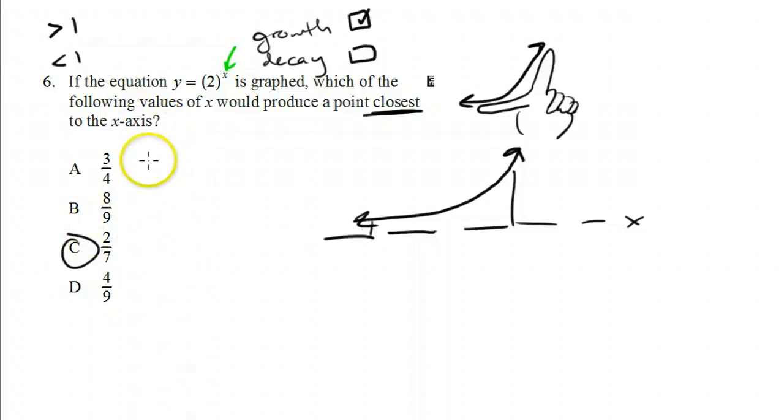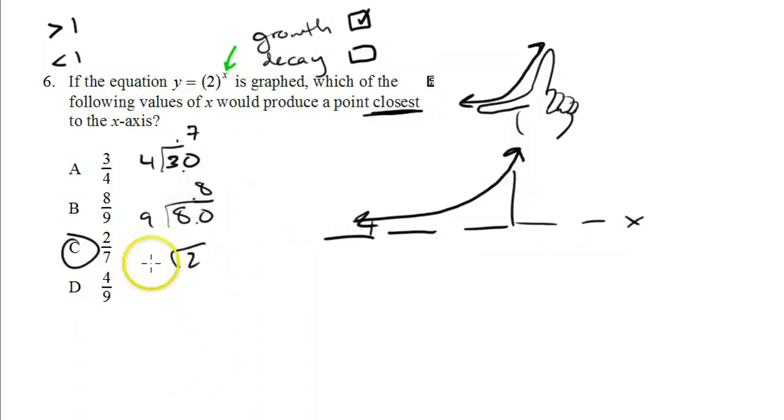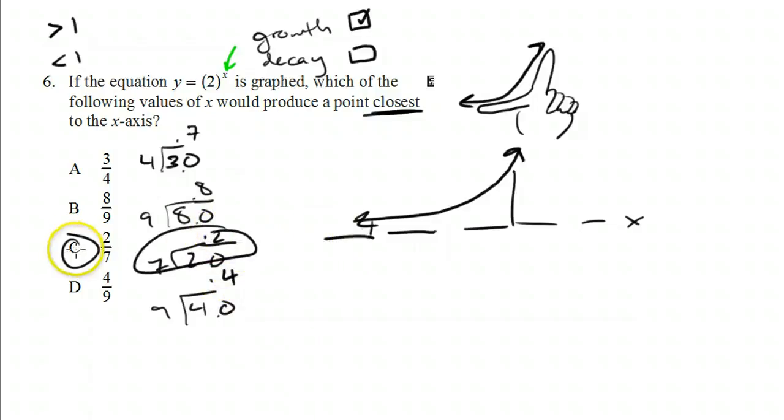If you're not quite sure, you can do the long division. 3 divided by 4. We probably only need one decimal place, so let's see. It goes into 3 7 times. And let's see, 8 divided by 9 goes into there 8 times. 2 divided by 7. Let's see, it goes into that 2 times. And 4 divided by 9 goes into it 4 times. So we can see the smallest value of x, or the one that's further to the left, is this one right here, which came from C.